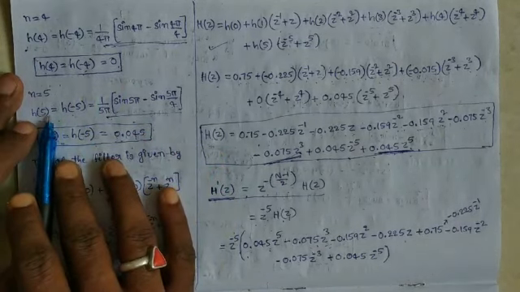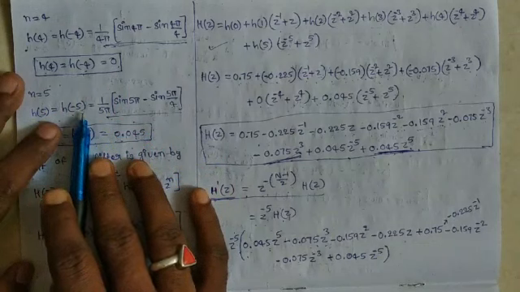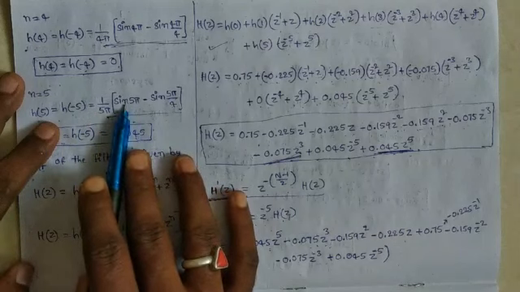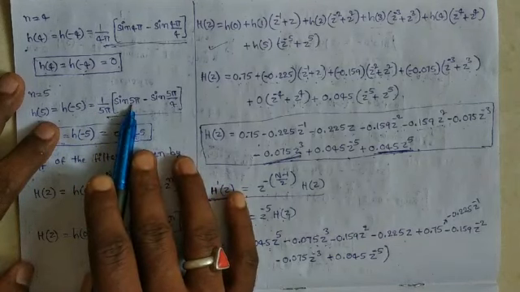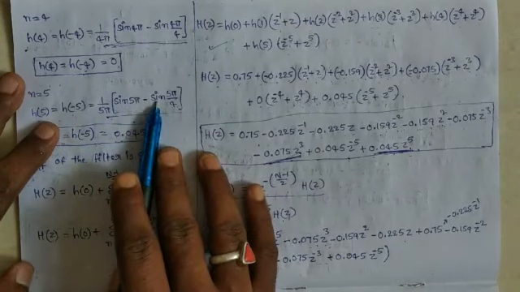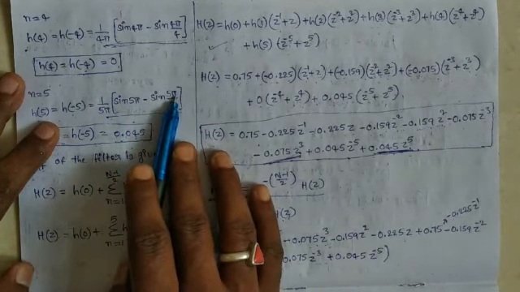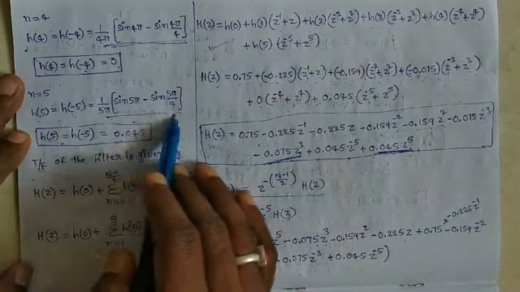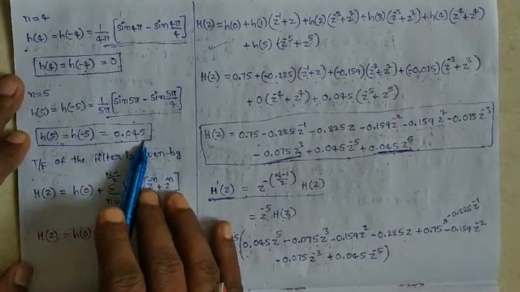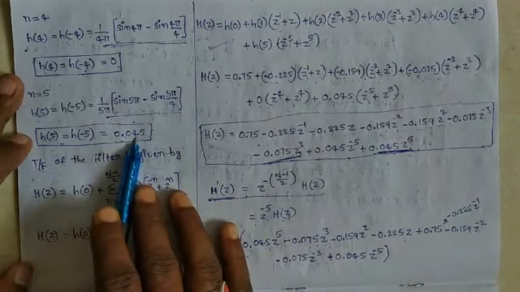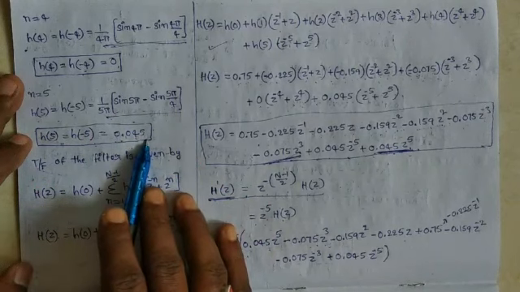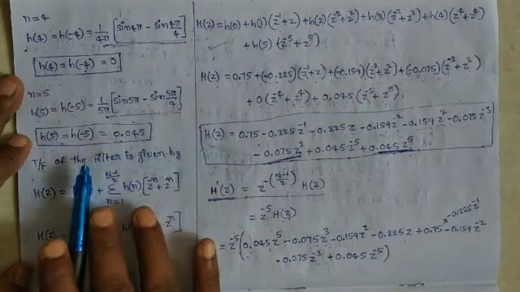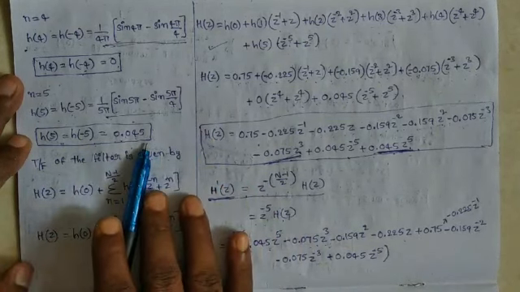Similarly, n is equal to 5 means h of 5 is equal to h of minus 5, which is 1 by pi n. Here n value is 5, so 1 by 5 pi of (sin 5 pi minus sin 5 by 4 n), with n equal to 5, means sin 5 by 4. Here this value is equal to 0.045. H of 5 is equal to h of minus 5 is equal to 0.045.